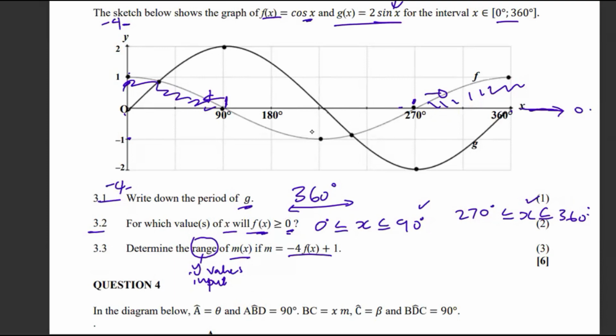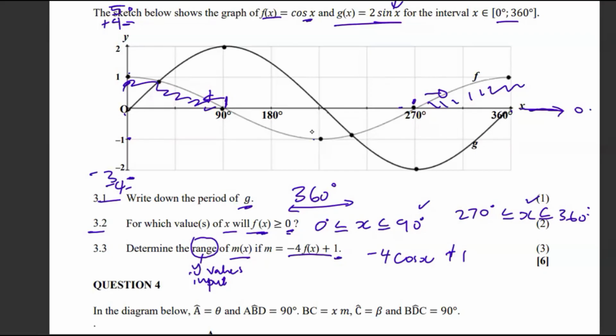Okay. Now we can write it down and say negative 4 cos x. Okay. So that is number 1. If I put a plus 1, meaning that I'm lifting this graph 1 unit up, now, instead of it being at negative 4, it's going to have a minimum at negative 3. It's going to have a maximum at positive 5.